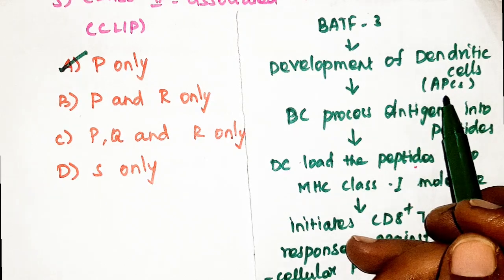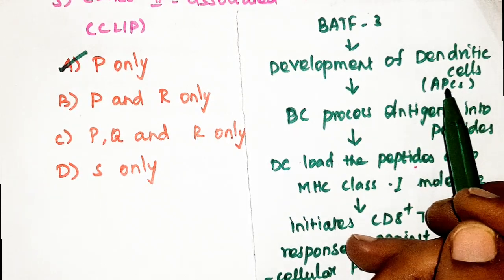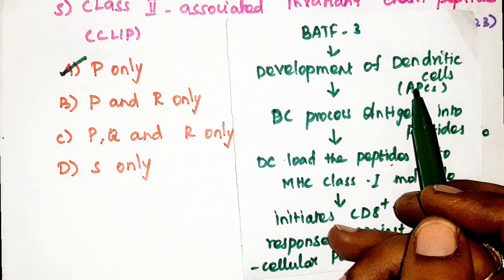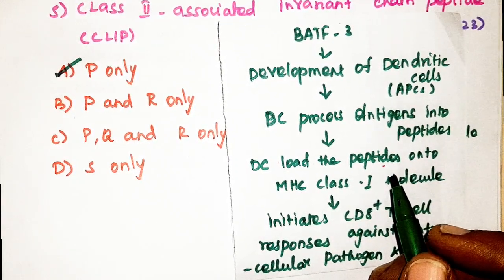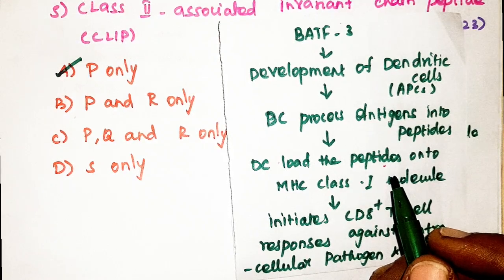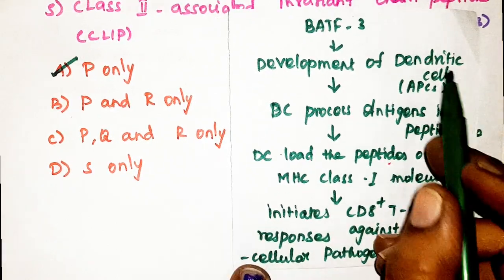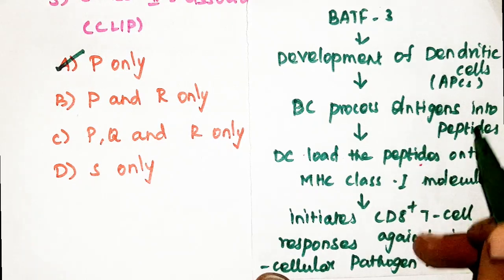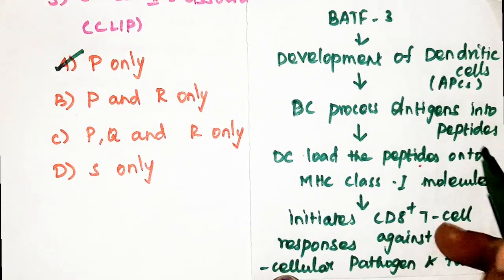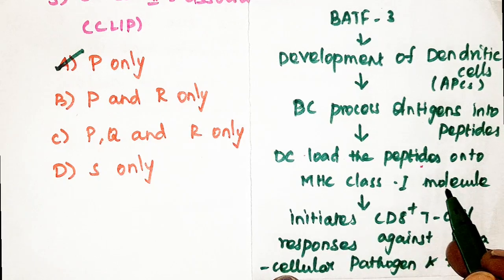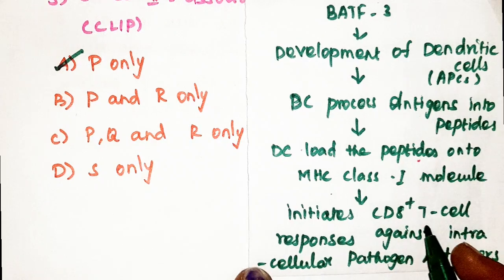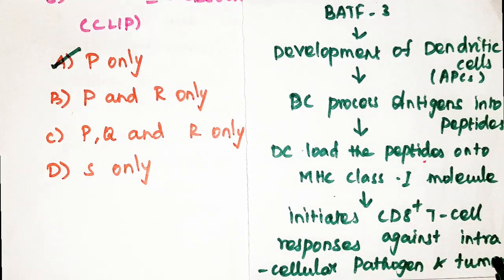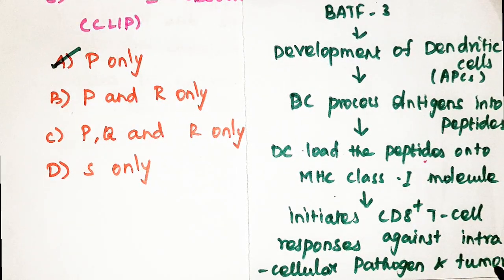The dendritic cells are also known as antigen presenting cells. This is involved in cross presentation of antigen. Cross presentation of antigen is a process that allows our immune system to monitor viral infections or tumor or cancers. So in this process, it processes the exogenous antigens into peptides. Then these dendritic cells load these peptides onto MHC class 1 molecule. Okay, this MHC class 1 molecule initiates CD8 plus T cell responses, that is cytotoxic T cell responses against intracellular pathogen and tumors. Okay, so which is used to eliminate the tumor cells or cancer cells.